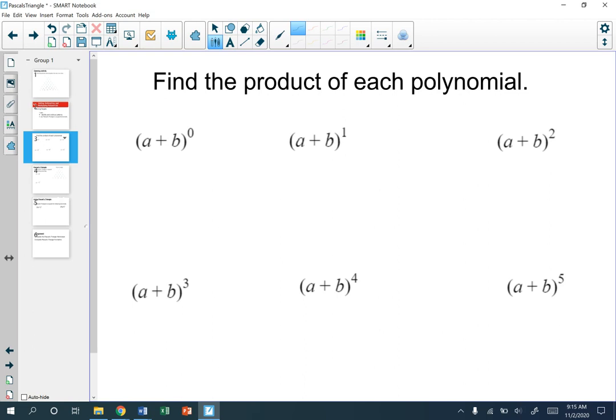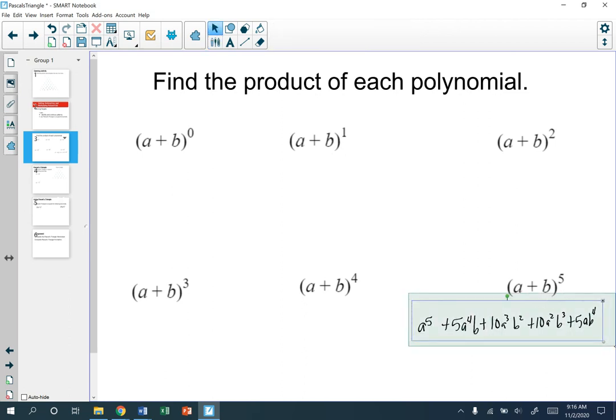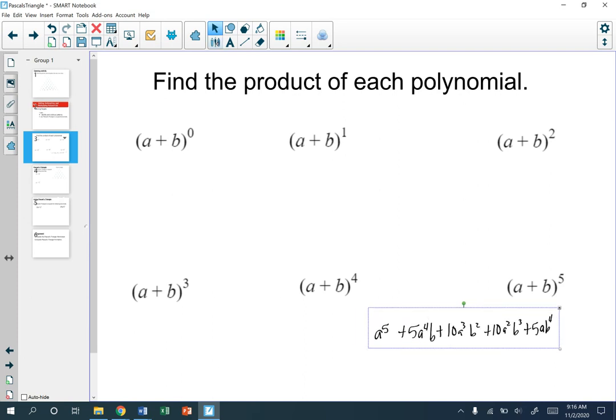I am going to do a plus b to the fifth, which is a to the fifth plus 5, a to the fourth times b plus 10, a to the third, b to the second, plus 10, a to the second, b to the third, plus 5, a, b to the fourth, plus, we ran out of room here, plus b to the fifth.